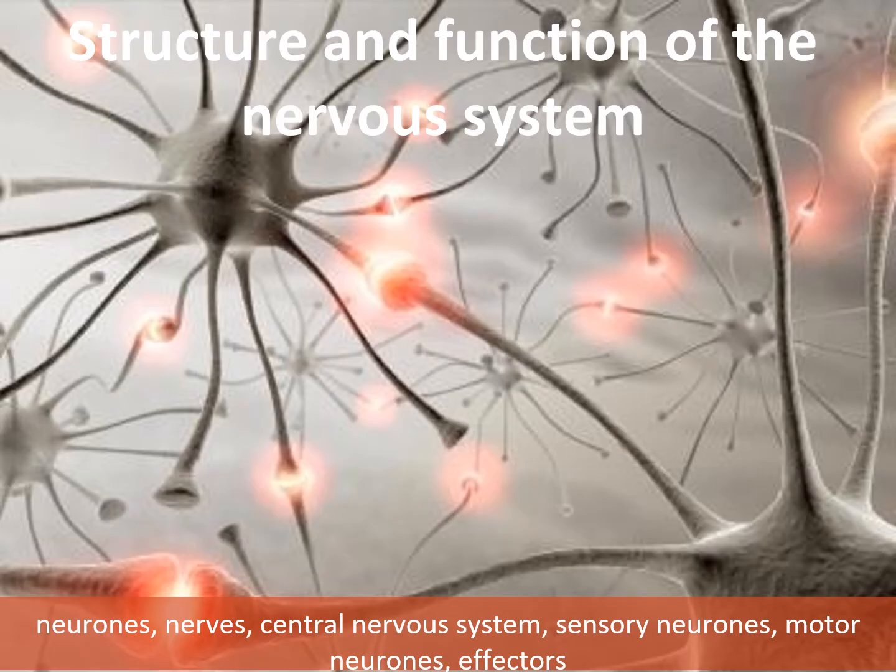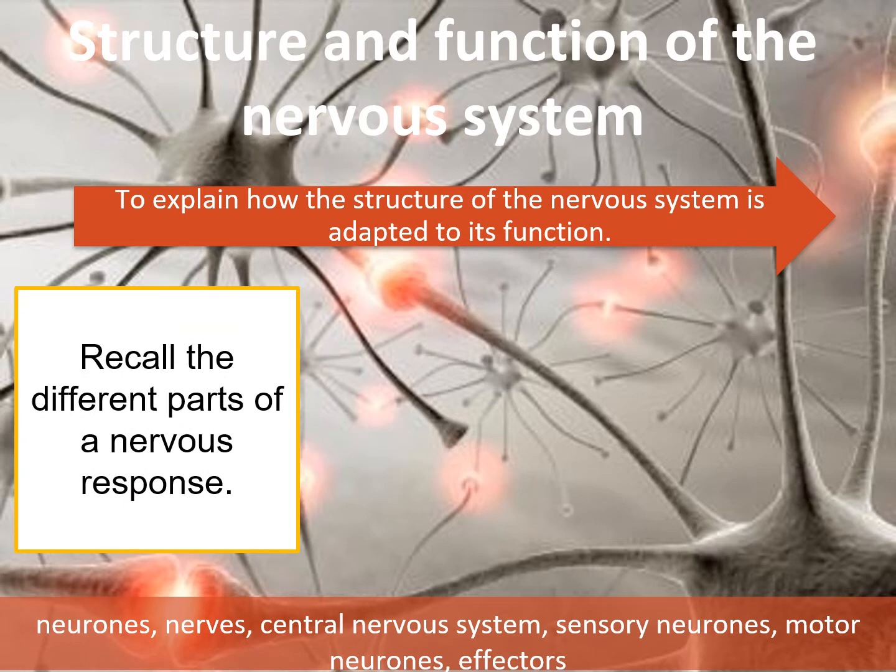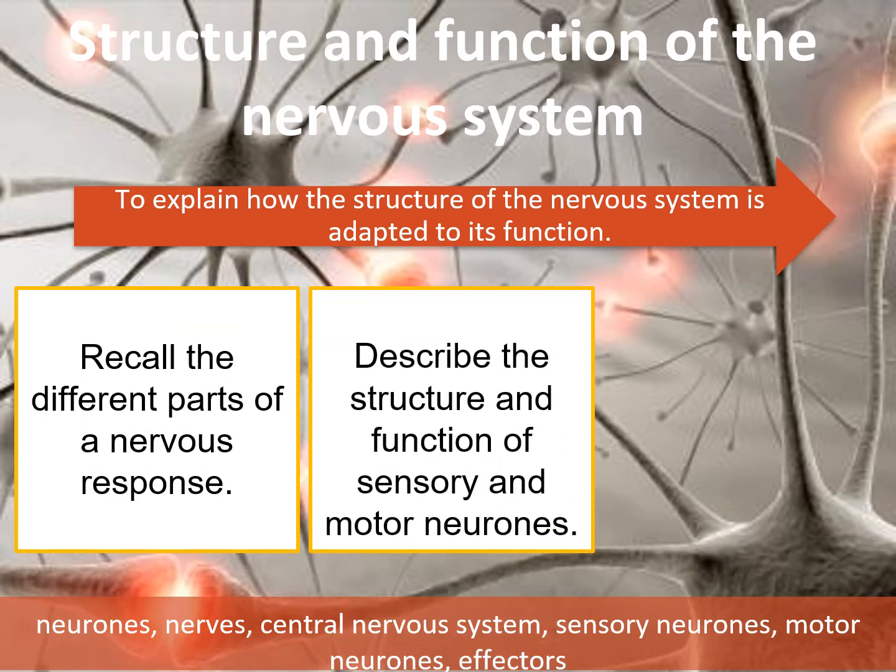Okay, so title: lesson, structure and function of the nervous system. What we want to do is talk about how the structure of the nervous system is adapted to its function, how those different nerve cells carry out their function to the best of their ability. Maybe that's not the right way to say it, but how they're adapted to their function of transmitting a nervous impulse. First of all, I want to recap the parts of the nervous response that we did yesterday. Then we're going to talk about the structure of the different nerve cells.